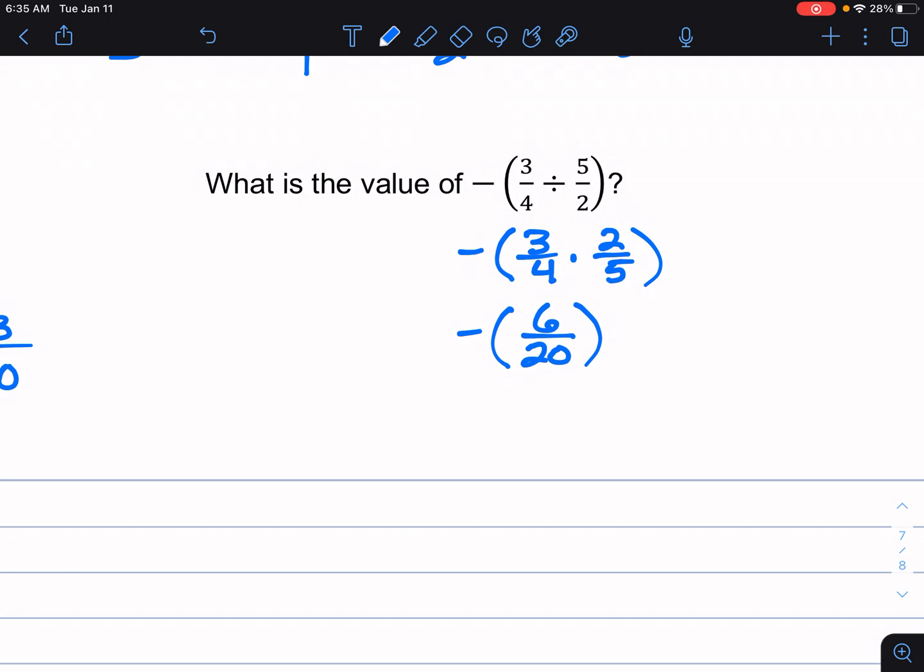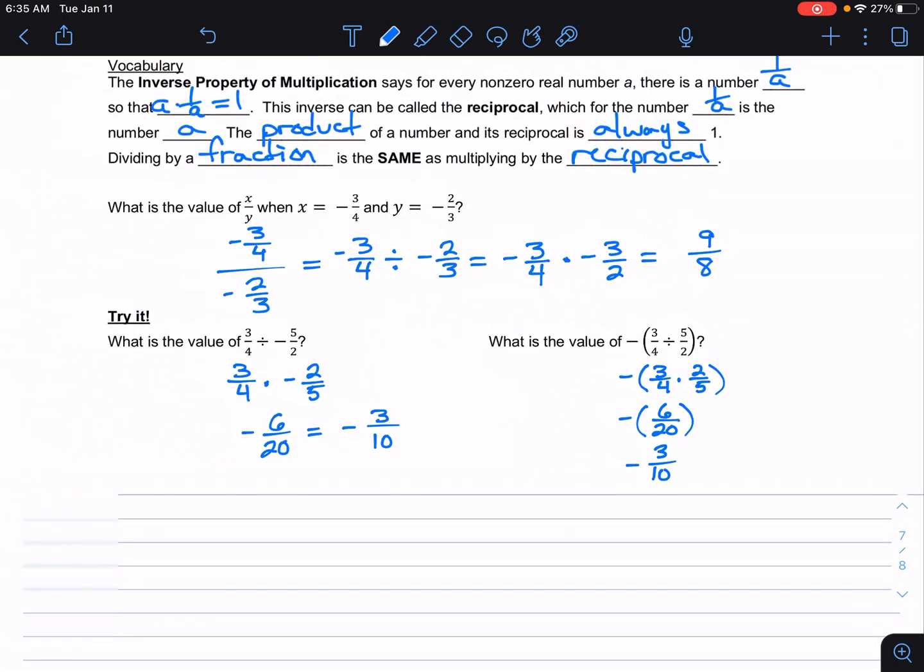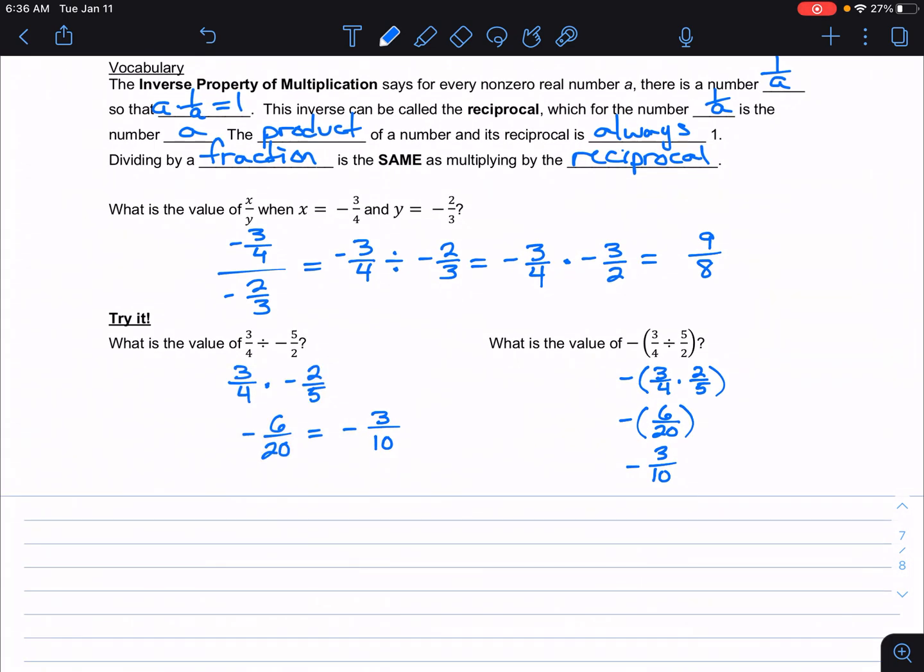Let's go ahead and simplify now. 6 and 20 are both divisible by 2. 6 divided by 2 is 3. 20 divided by 2 is 10. And now we just leave that negative sign in front. So you actually end up with the exact same answer as the problem before.